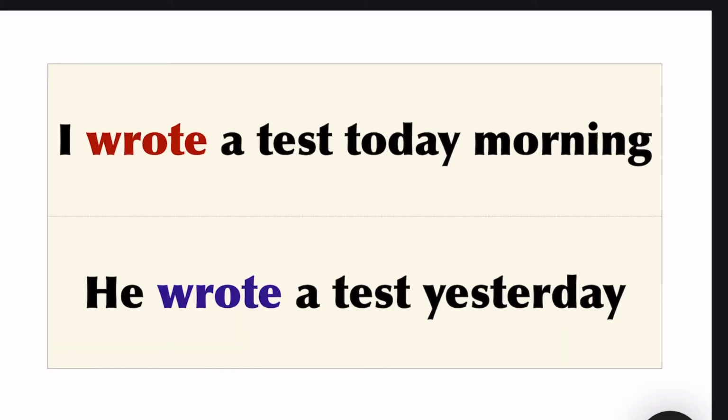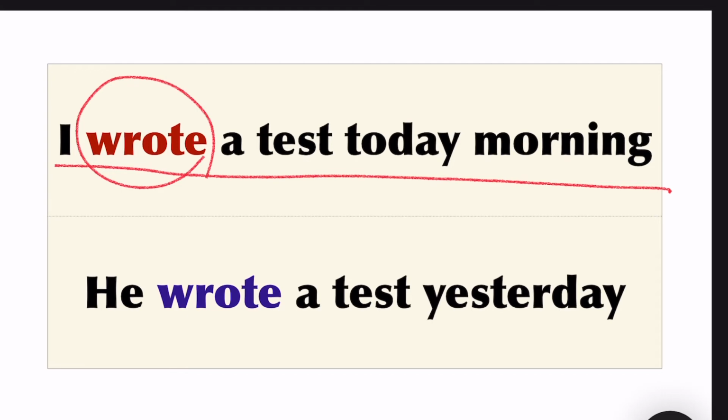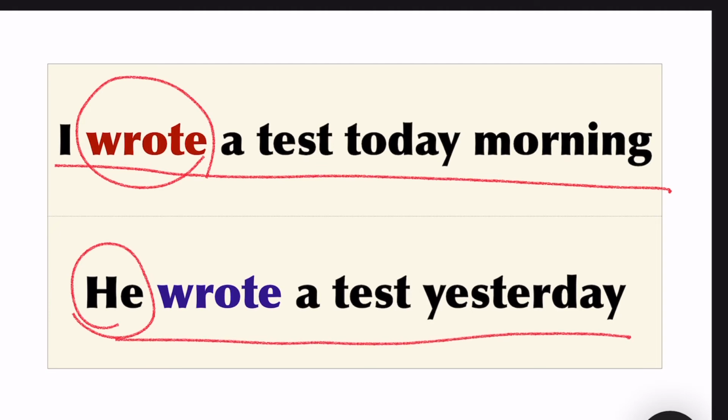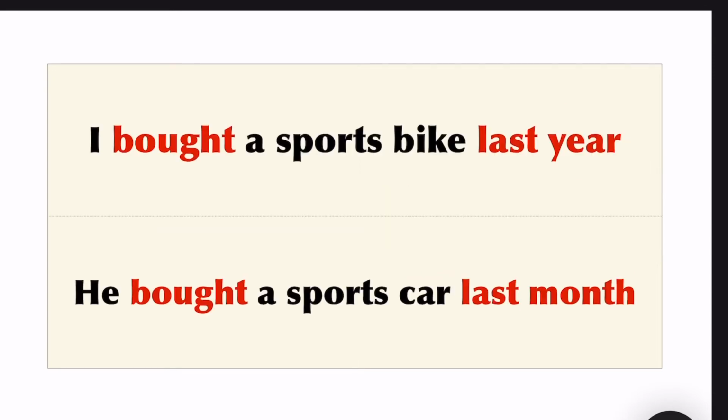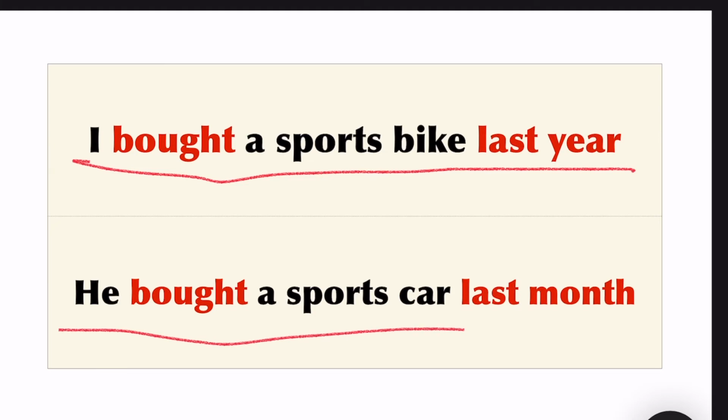Look at the sentence here. I wrote a test this morning. Here we have used the past tense verb wrote. We change the subject here. The subject will become he. He wrote a test yesterday. Buy. What is the past form of buy? Bought. How do we make a past tense sentence with the verb bought? I bought a sports bike last year. He bought a sports car last month.